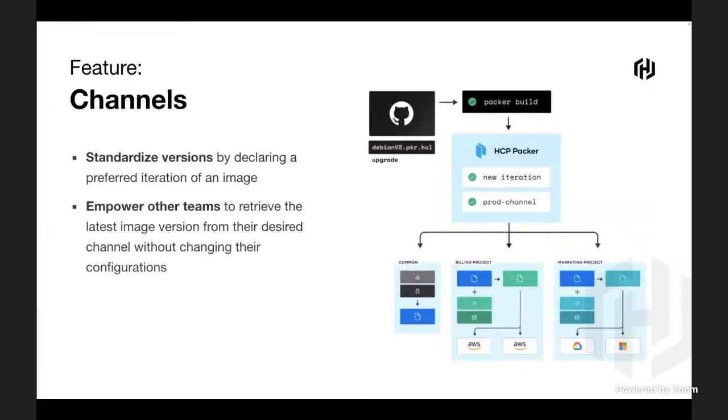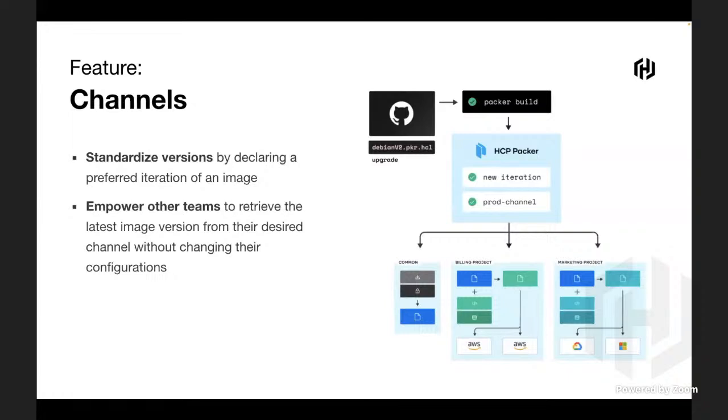Another example of HCP Packer is the use of channels, so that security and platform teams can update base images and use channels to point to the latest iteration. And when the teams rebuild the images, Packer will automatically retrieve the channel's iteration and rebuild with the new updated base image. So what is an iteration? Every time Packer builds a template or a golden image, it creates an immutable record of the build called an image iteration.